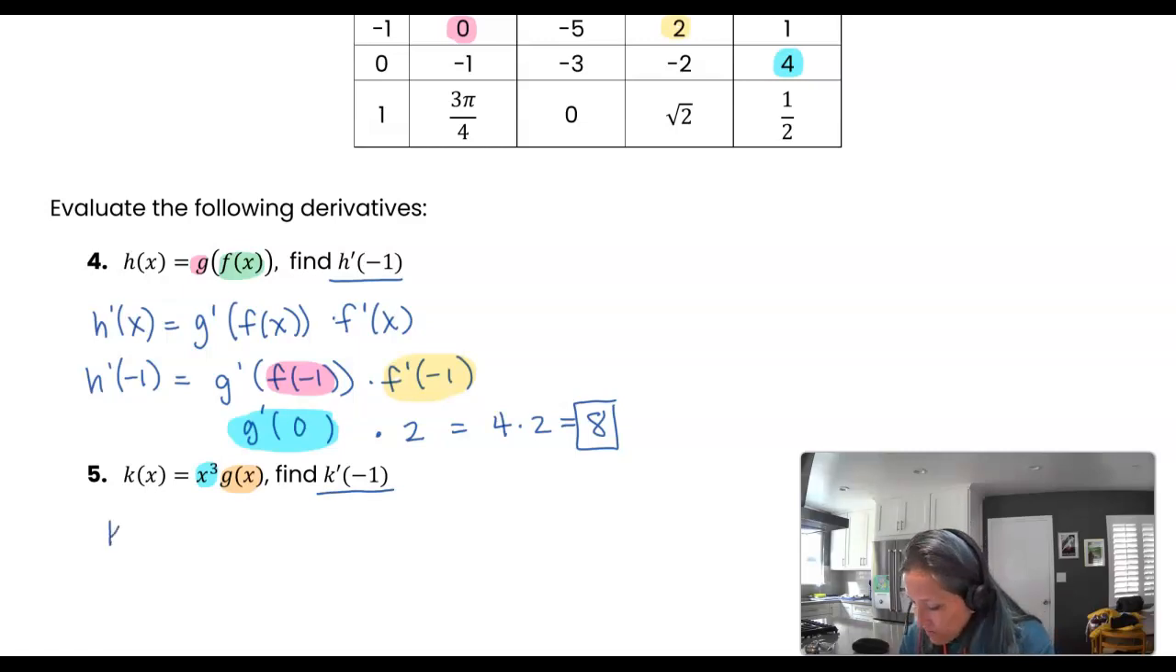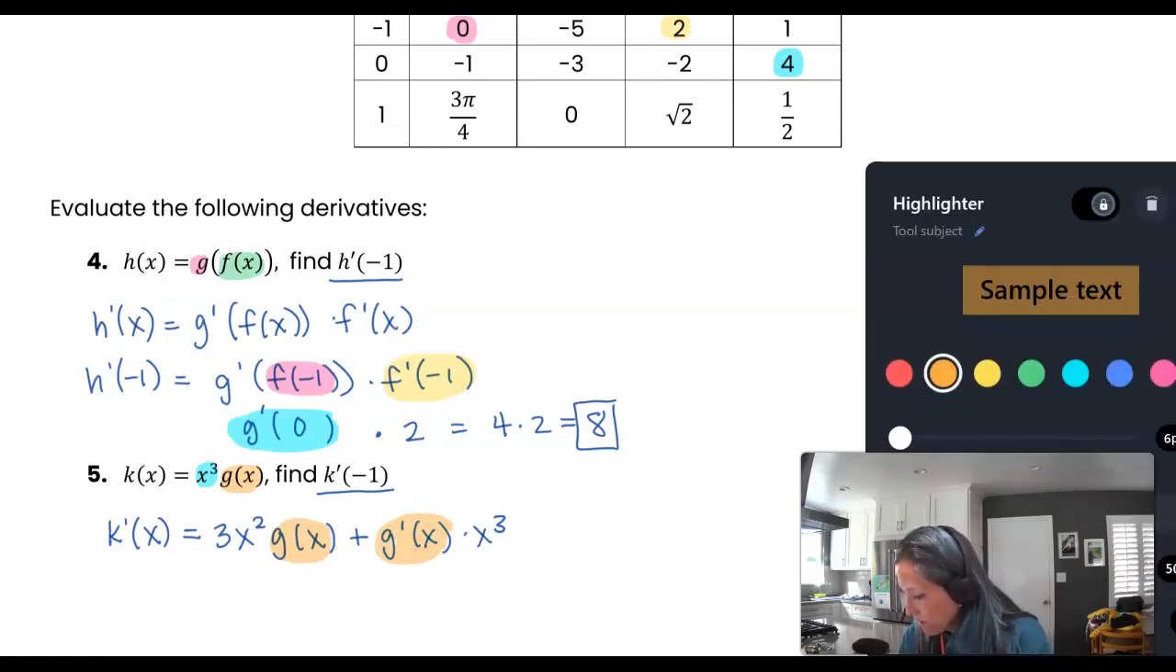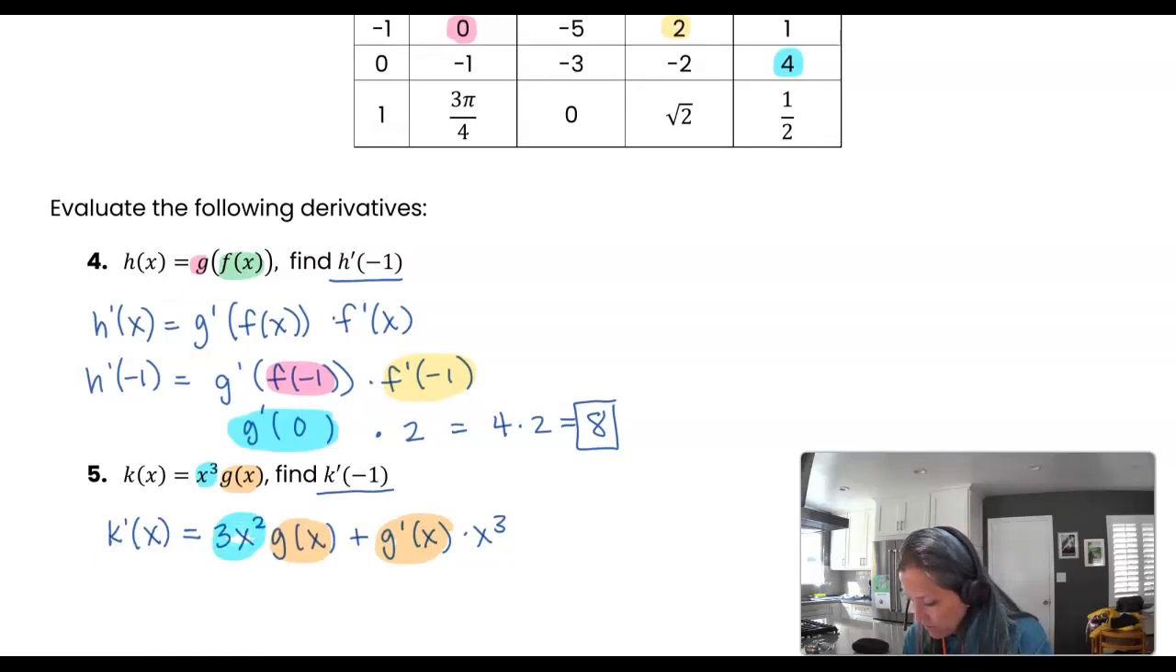So I would move slowly by finding my k prime of x, finding that derivative of our k function, which of course needs a product rule. So derivative of the first times the second plus the derivative of the second times the first. Right, and I'll go ahead and highlight these so we can see there's our second function. There it is as a derivative. There's our first function as a derivative and not. Okay, so now we can go ahead and find k prime of -1.